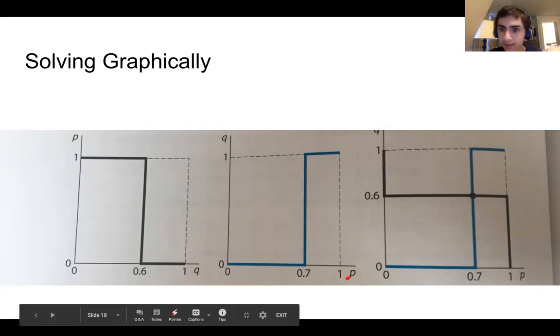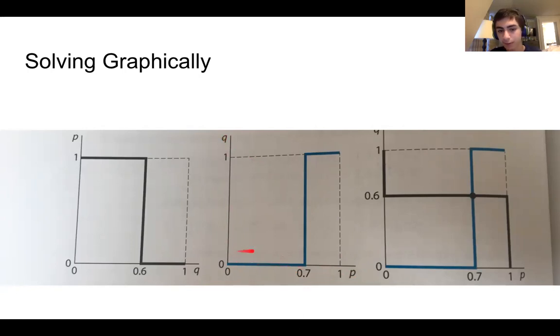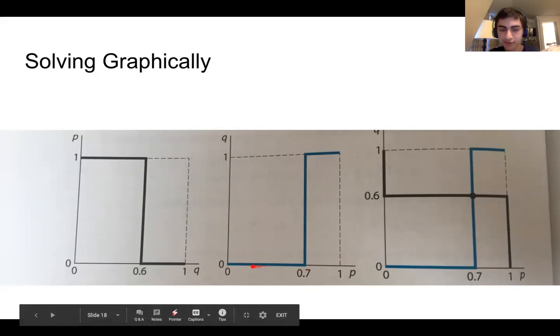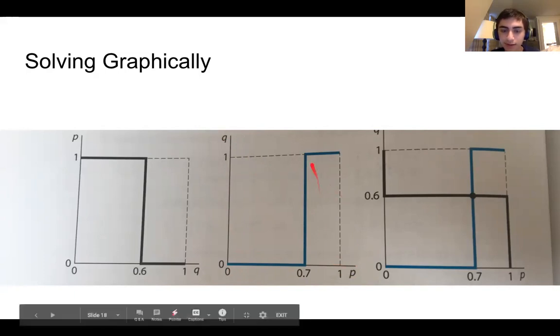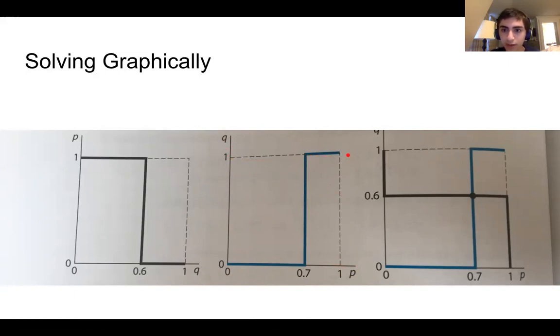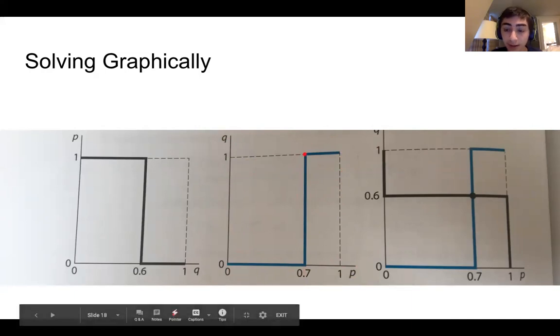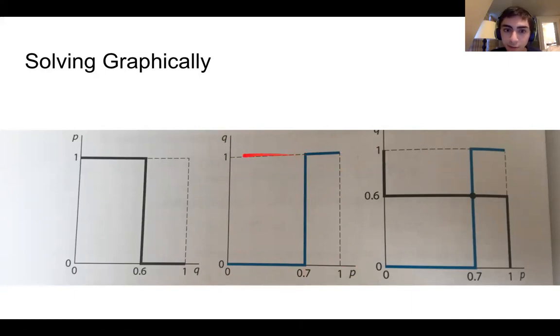So again, if P is less than 0.7, then Q is going to be 0. Remember, if it's less than 0.7, player B is losing payoff, so they're just going to never choose left. If P is greater than 0.7, Q becomes 1. So player B will be gaining payoff, so player B will always choose left. And if it's 0.7, Q will be anything, right?